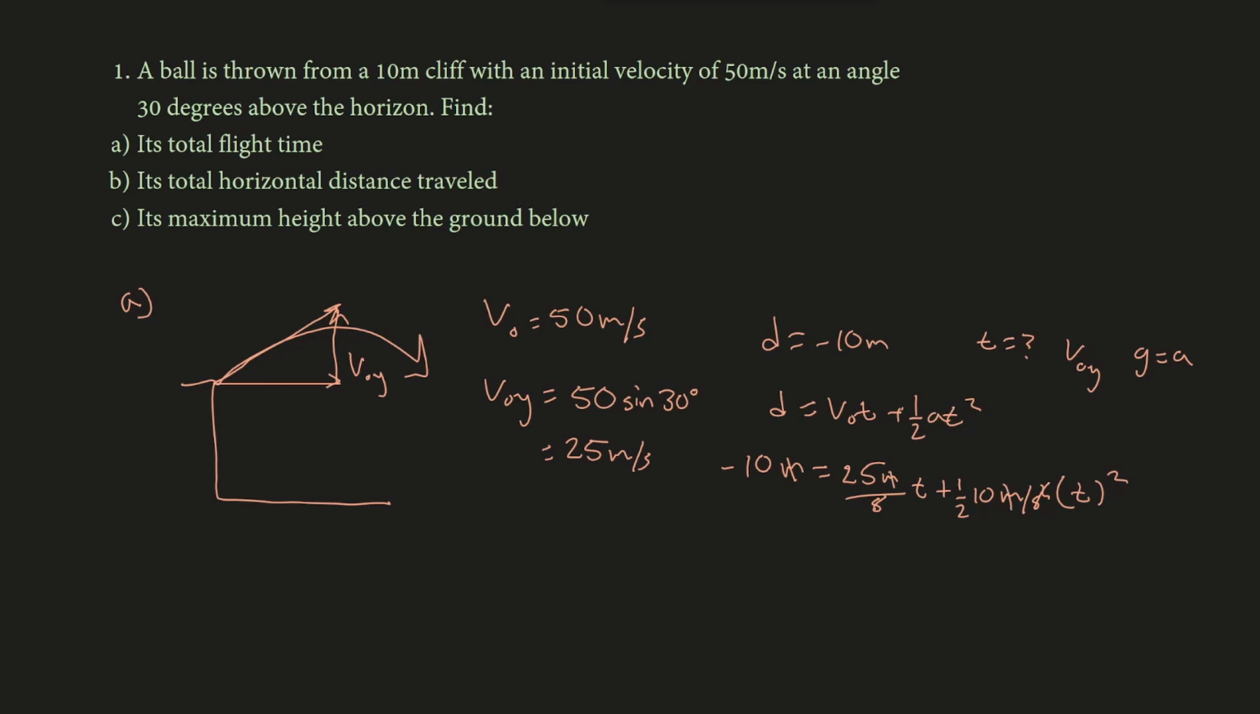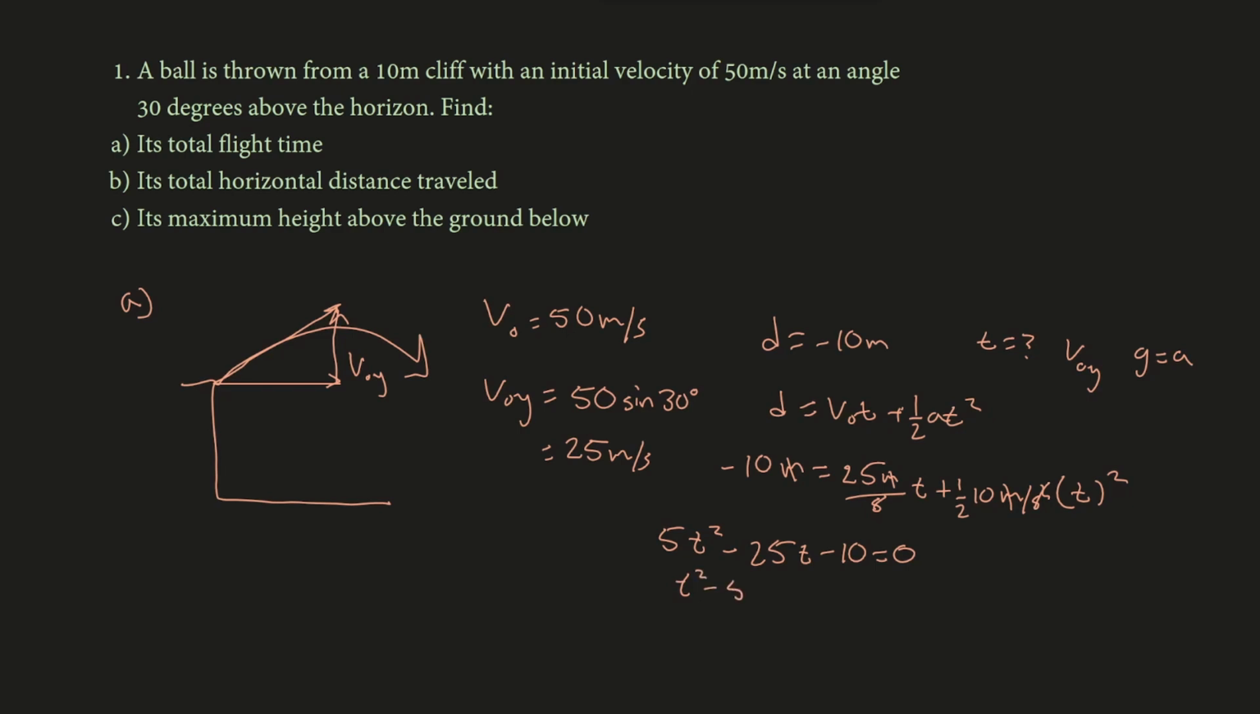So if you simplify this, this is going to give 5t squared, and 10 divided by 2 is going to be 5. But let's first deal with this right here. So this is going to be 5t squared minus 25t minus 10 equals 0. And obviously we can divide both sides by 5, right?